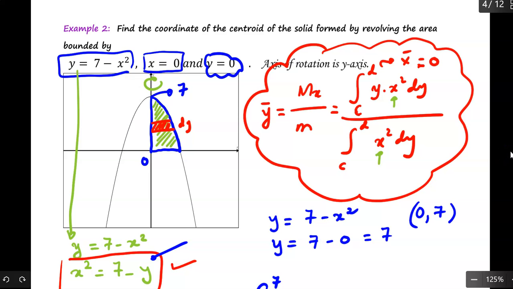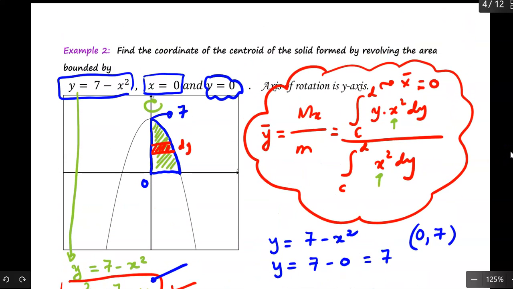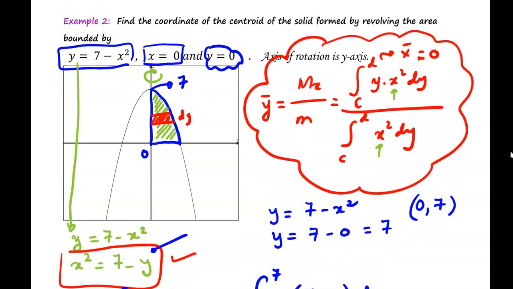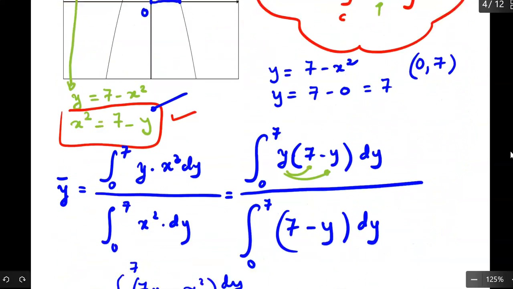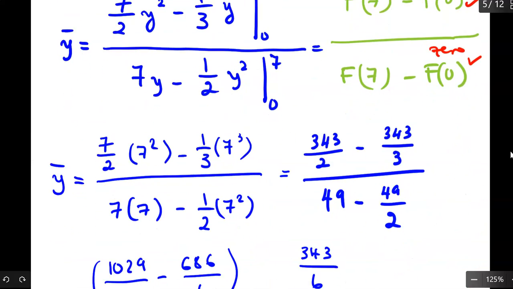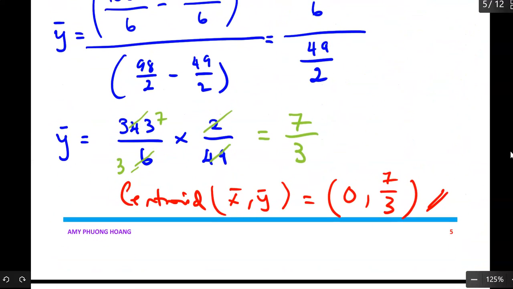So for this particular solid, the centroid should be equal to 0 for the x ordinate and 7/3 for the y ordinate. So the centroid will be equal to this.